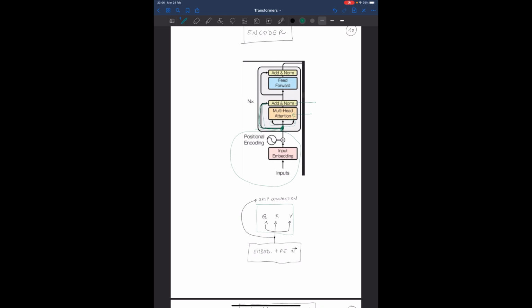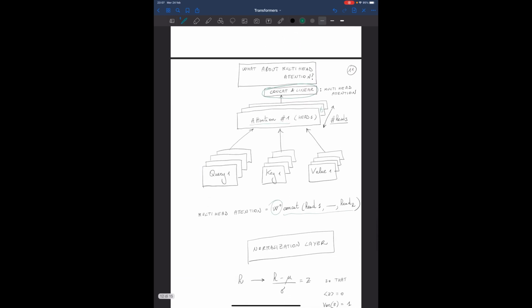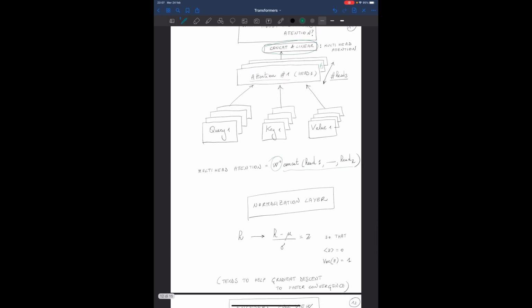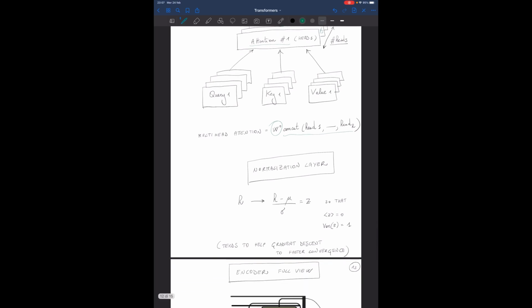So add is simple, and then there is this normalization layer. Let me describe in a few words what it is. Well, the idea is that if you have some random variable, you can always subtract its mean, its average value, and divide by its variance, so that you have another random variable, z, which has mean 0 and variance of 1. And this normally tends to help the gradient descent algorithm to have faster convergence. So this normalization part is also quite standard, nothing special about it, it just helps convergence. So we use it because it's good to use it.